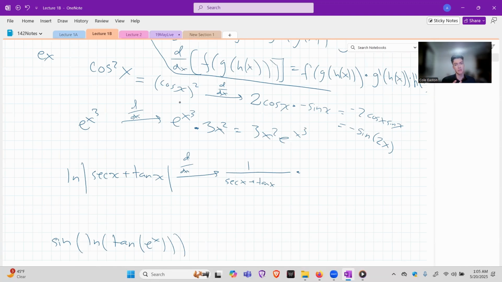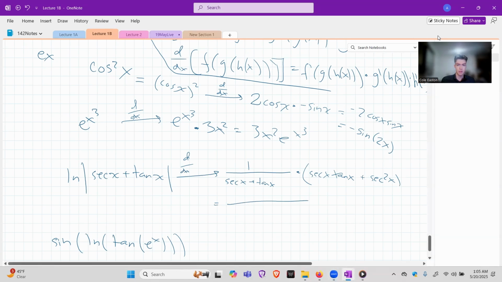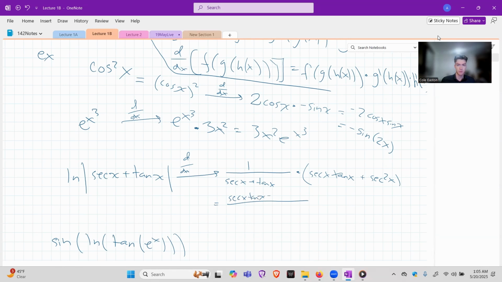So inside is secant x plus tan x. So the derivative of that is going to be, the derivative of secant x is sec x tan x, and then the derivative of tangent of x is secant squared of x. And we could simplify this a little bit too, because the way I actually want to write this is with this in the numerator. So sec x tan x plus secant squared of x over secant x plus tangent of x. And we're going to notice that we can actually factor a secant of x out of the numerator.